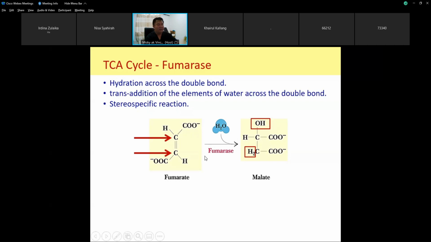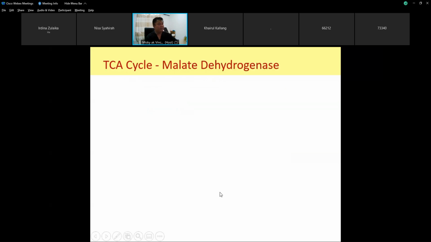Okay, then this is mediated by the enzyme fumarase. Okay, it requires water to produce malate from fumarate. Okay, and then just know that the carbon is still the same. Okay, they just break the double bond, okay, to put in the OH and the H, right? So just now.